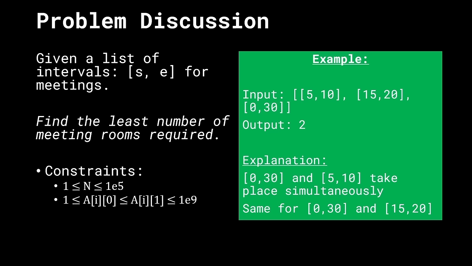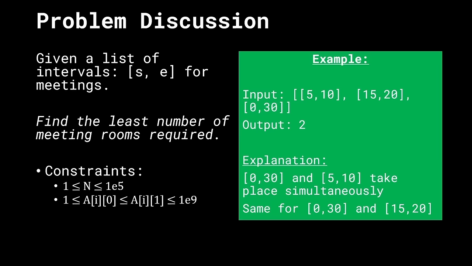Now the output of this problem is 2, saying that there are at least 2 rooms required to conduct all of these meetings. And that is because we have to realize that (0, 30) and (5, 10) are 2 meetings which intersect, right? They take place simultaneously, which means that we'll need to create 2 different rooms so that both of them can happen around the same time. Similar is the case for (0, 30) and (15, 20). Both of them again intersect, so we'll need at least 2 rooms so that the meetings can actually take place.